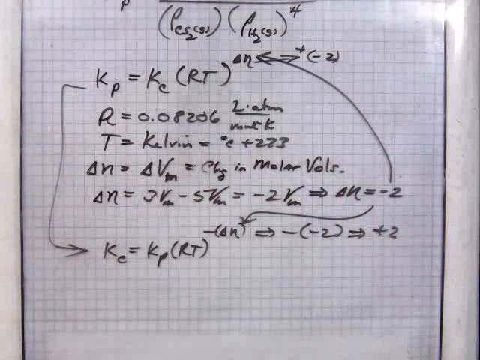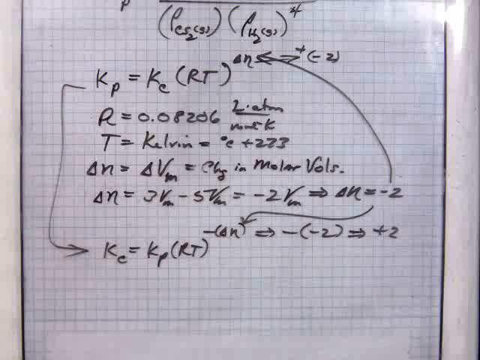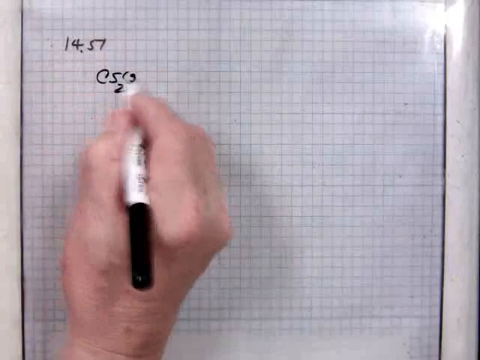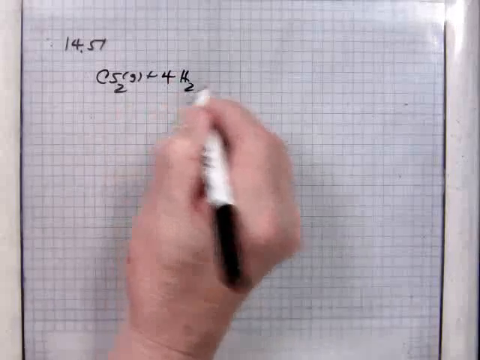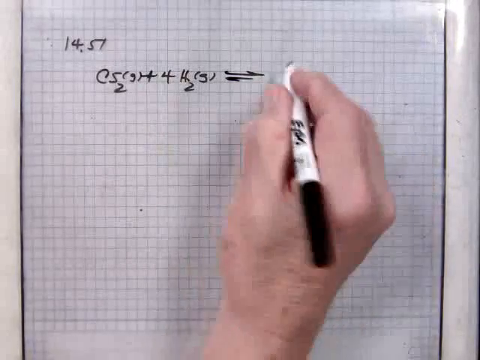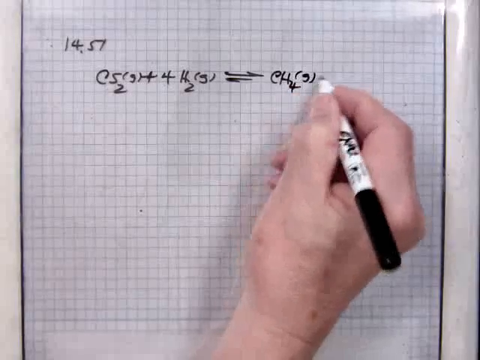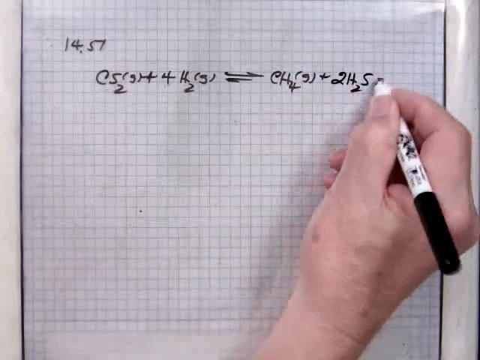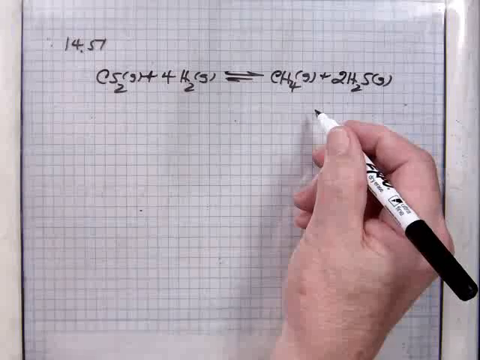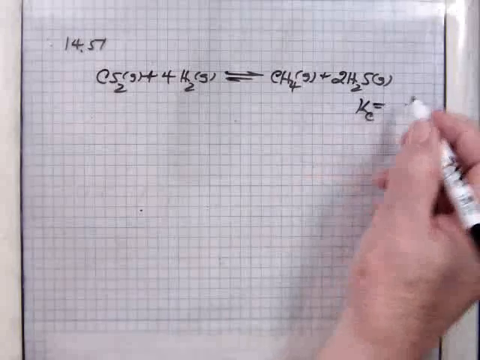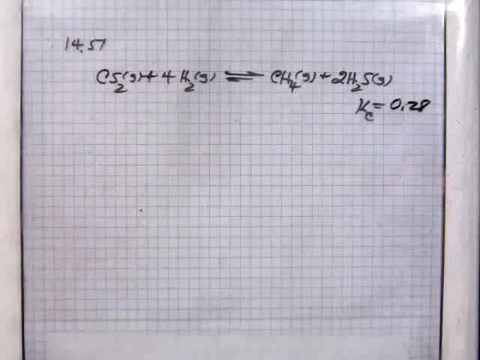Let's see if we got one in here. I think we got one down here somewhere. Yeah, 1451. So your reaction is CS2 gas plus 4H2 gas, in equilibrium with methane gas and hydrogen sulfide gas. And the Kc value for this reaction is 0.28. What is the Kp value?